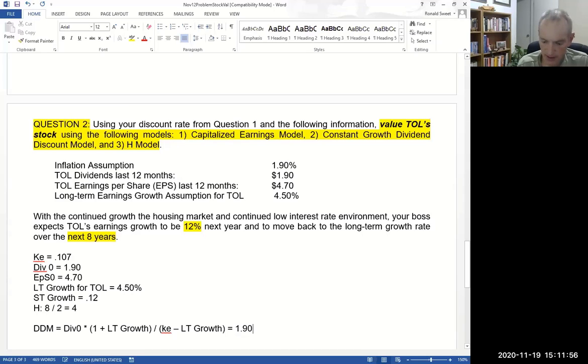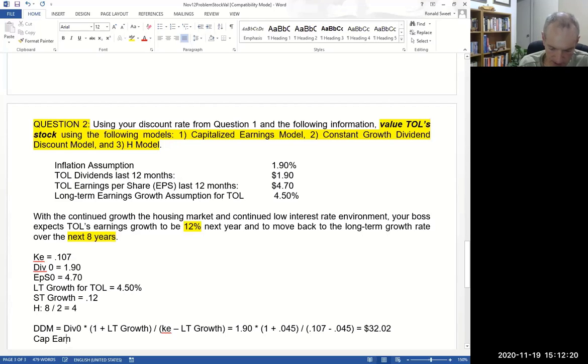So 1.90 times 1 plus 0.045, divided by 0.107 minus 0.045, and you get a price of 32.02. Several of y'all got that correct last week. Your number may be slightly different, but just change your calculation to 1.5 beta, and you'll get it.